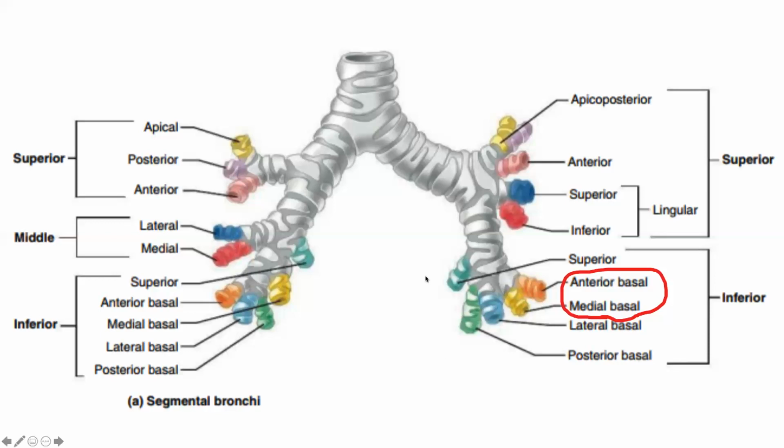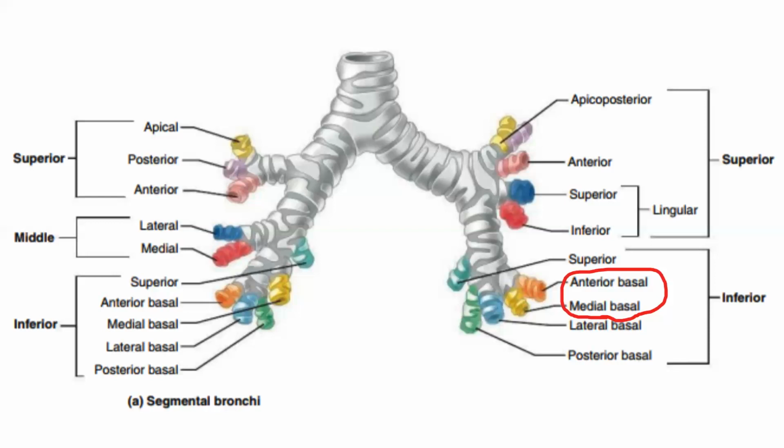So the same thing keeps going on the left lung. And then we have 3 segments for the superior lobe of the right lung, 2 segments for the middle lobe of the right lung, and 5 segments for the inferior lobe of the right lung. And therefore, in total, there will be 10 bronchopulmonary segments in the right lung. The same thing goes on in the left lung.